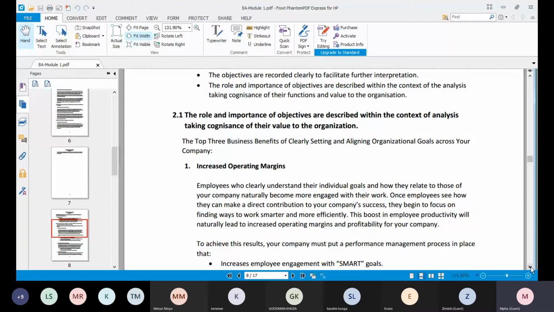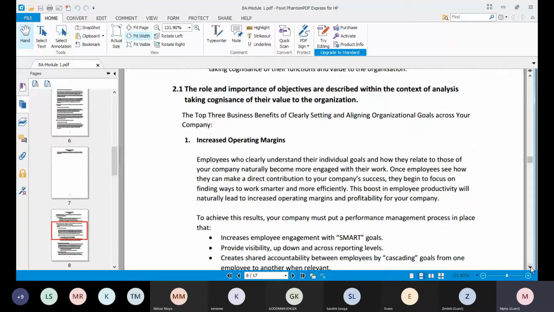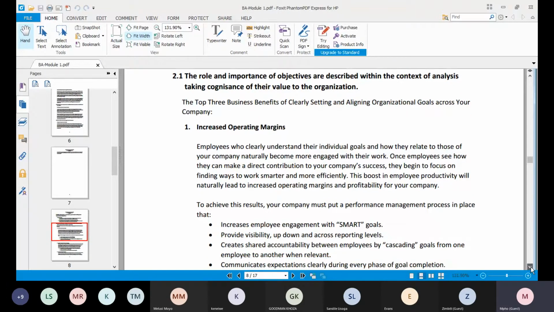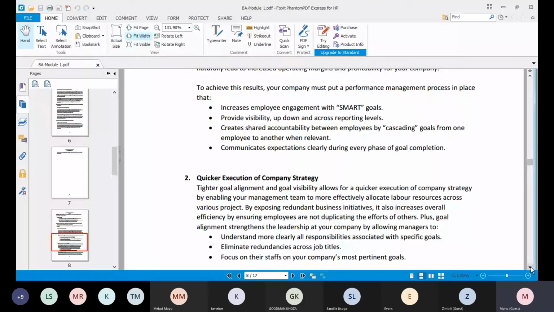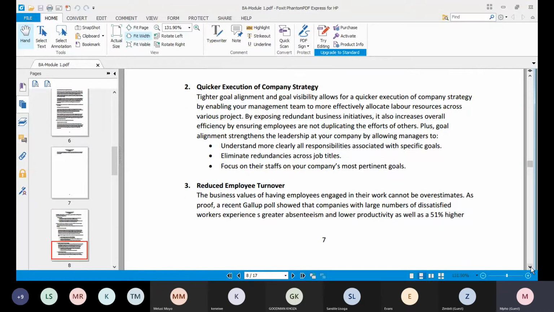The advantages of this is that it will have increased operating margins of the organizations. Like if the work environment is a happy environment, obviously there will be increased operating margins, and there will be a quicker execution of the company strategy. And one last thing is that they will have a reduced employee turnover.